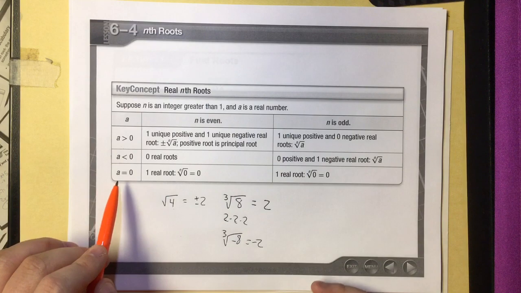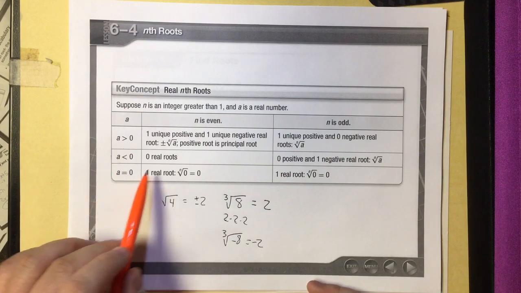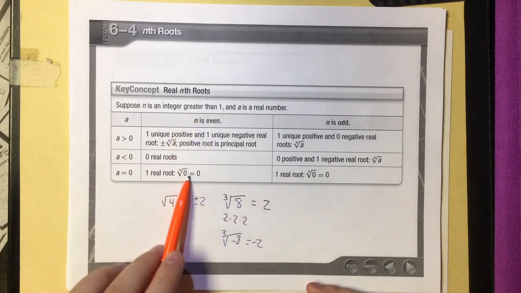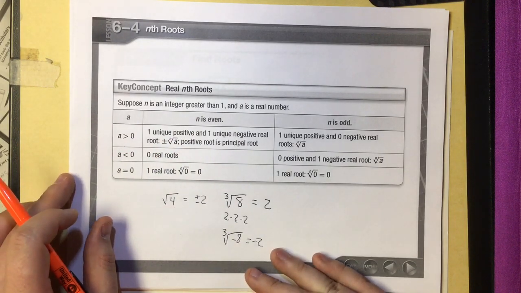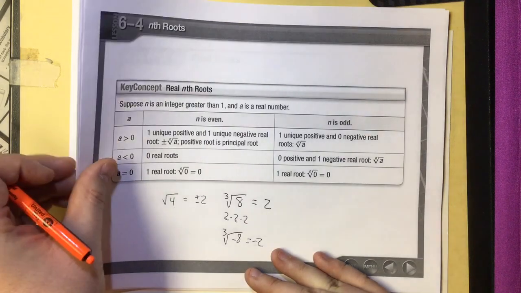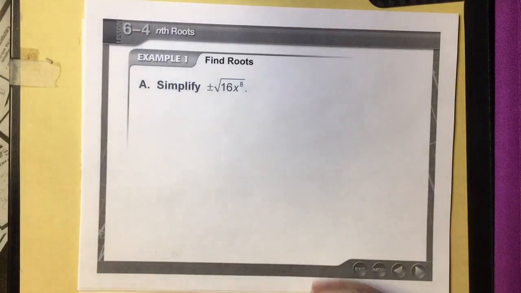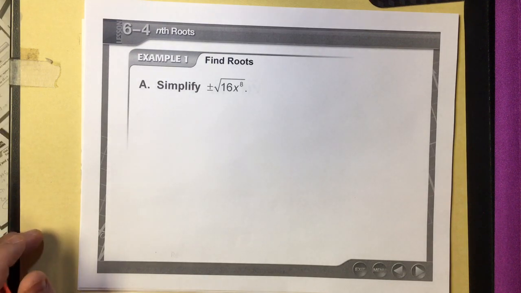And right here, if you are just taking a root of 0, it doesn't matter what root it is. Any root, second root, third root, fourth root, fifth root, sixth root, seventh root, eighth root, no matter what, any root of 0 is just 0. Again, I think this will make a little bit more sense once we start into some more examples.